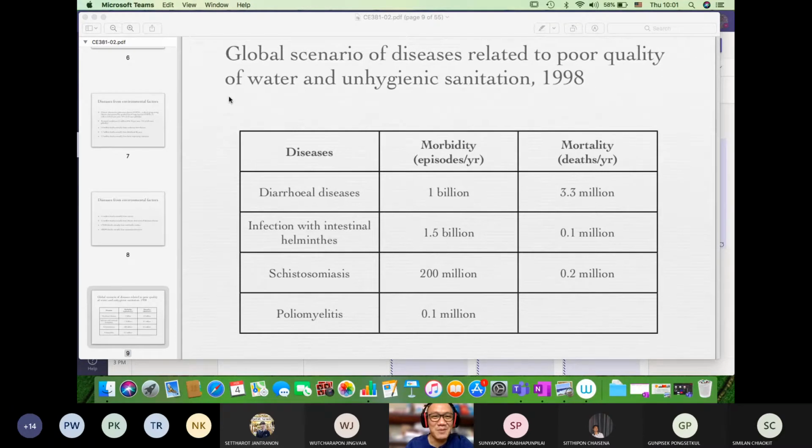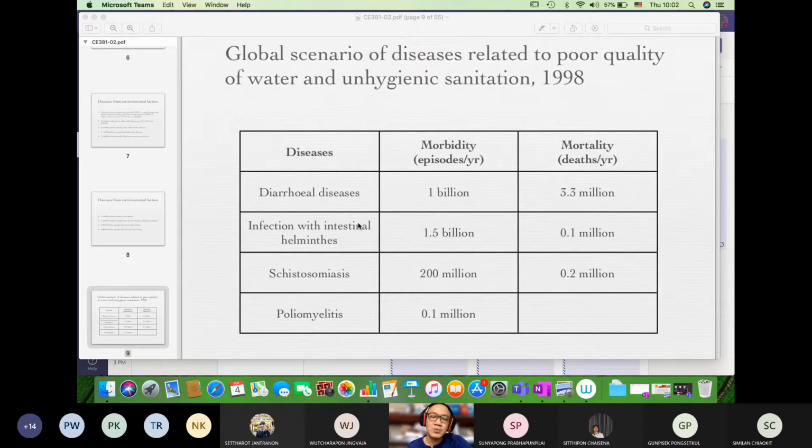Infection with intestinal helminths still causes a lot of deaths, 0.1 million deaths per year globally, and 1.5 billion episodes per year. Between 20 to 30 years ago, people in the northeastern part of Thailand really suffered from this helminth disease.